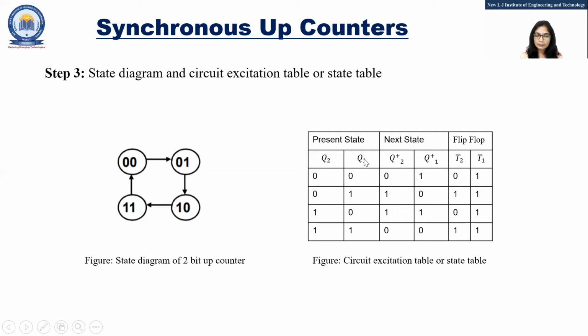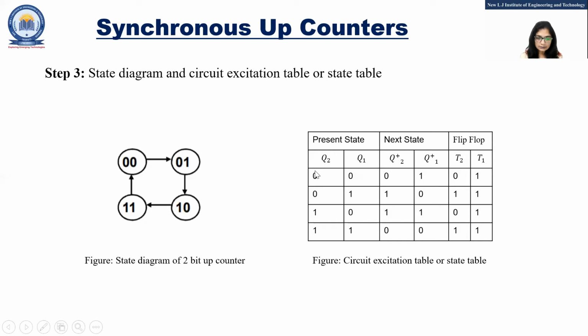So these are the present states: the present state of flip-flop 1, the present state of flip-flop number 2, the next state of flip-flop number 2, and the next state of flip-flop number 1, this way. Now, here you can see two states are there, I mean, Q1 and Q2. So the maximum possible combinations will be 4: 0 0, 0 1, 1 0, 1 1.